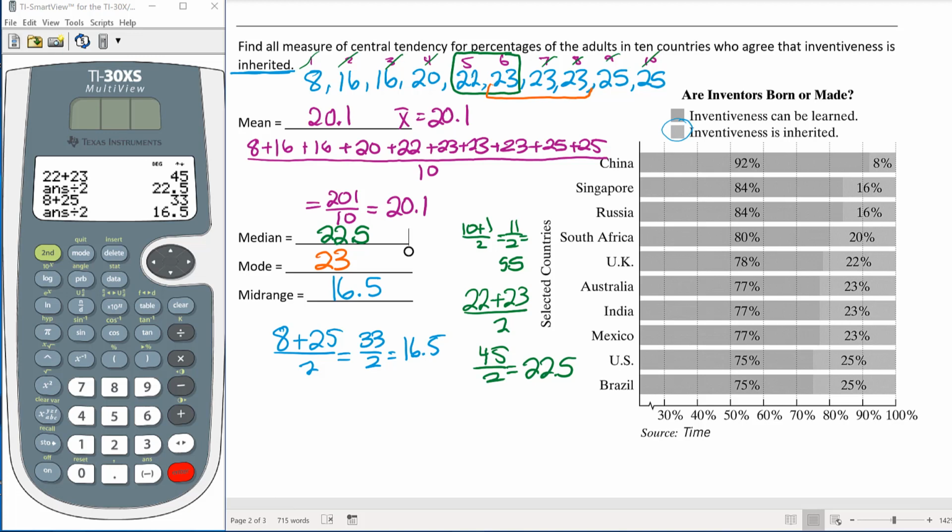So of these central tendencies, we have 20.1, 22.5, 23, and 16.5. 16.5 looks awfully low, and the mid-range is probably one of the least reliable of these 4 central tendencies because it really only uses 2 data items. Everything else could be spread out and skewed a little bit. Clearly there are a lot more data items in the low 20s, between 23 and 25, and just using the first and last data items for the mid-range doesn't take into consideration the middle items.